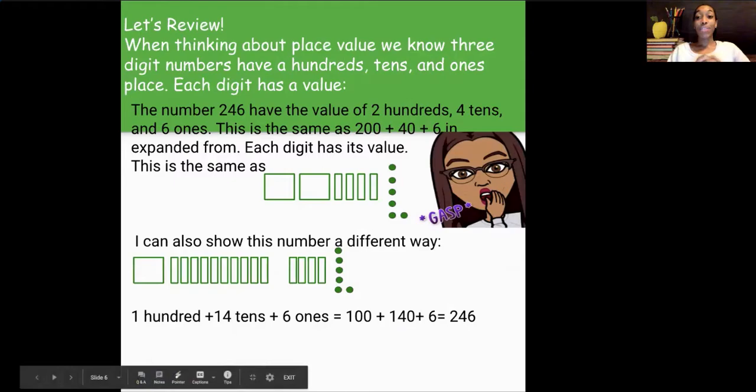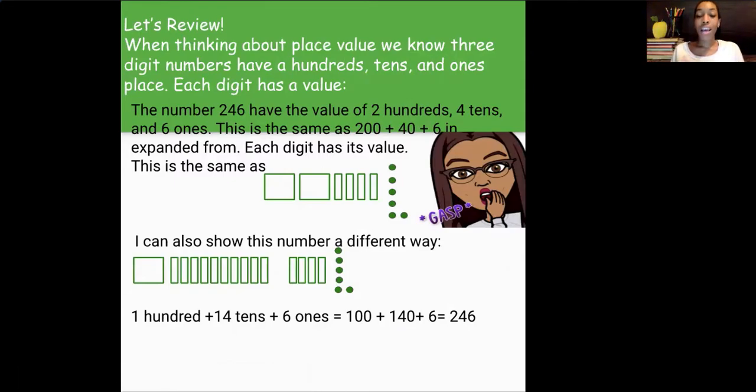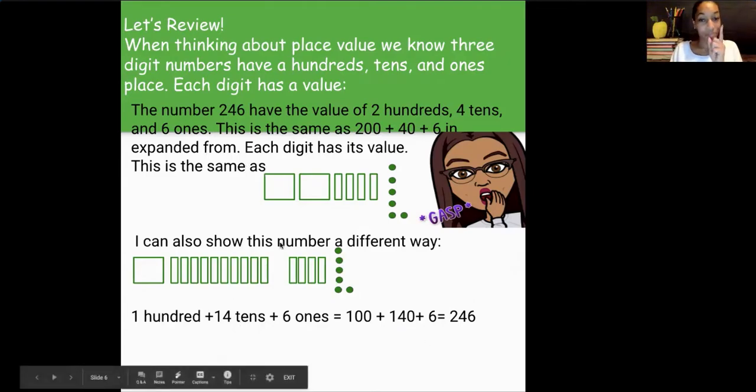So let's review how we view place value and what that is. Each digit has a value. So when we're thinking about the 3-digit numbers, they have 100s, 10s, and 1s. The number 246 has the value of 2 hundreds, 4 tens, and 6 ones. This is the same as 200 plus 40 plus 6 in expanded form. Each digit has its value. So this is how I'm visualizing it.